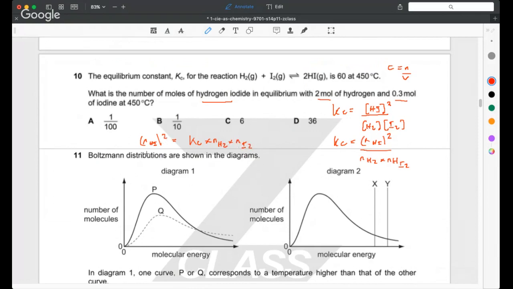And then to get the number of moles of hydrogen iodide, which is currently squared, you can take the square root of both sides, and you have to excuse my computer pen here. So we're going to have to do the equilibrium constant times the number of moles of hydrogen times the number of moles of iodine, and then take the square root of all of that. And if you plug all the numbers in, you end up having to take the square root of 36, and the square root of 36 is 6, and so the right answer there is C.